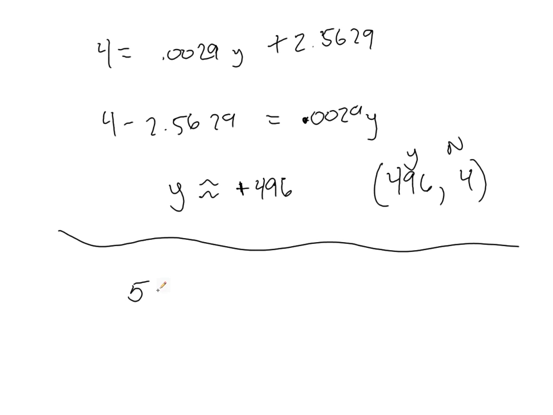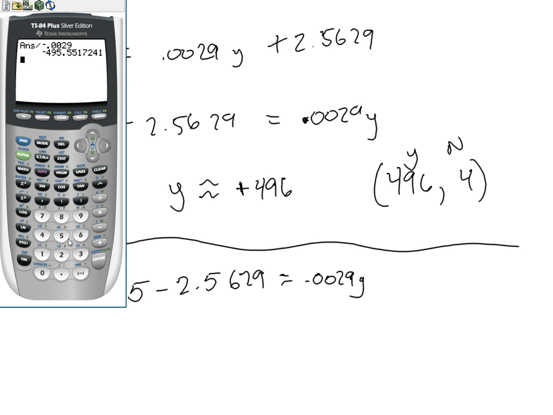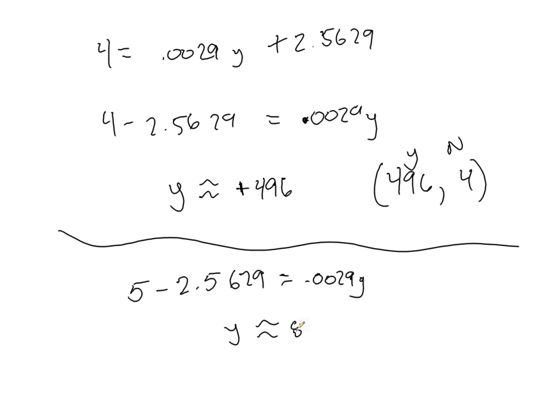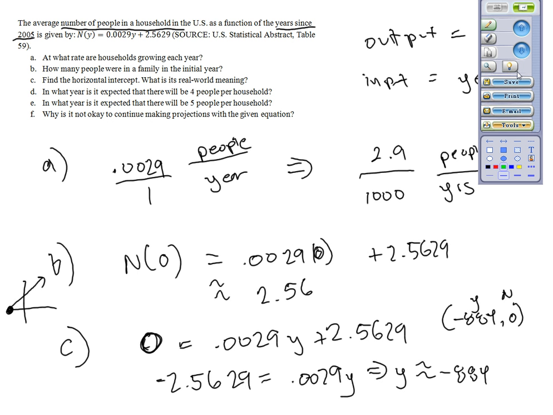The other one would be found the same way, except we do 5 minus 2.5629 equals 0.0029y. So this would be when will they have 5 people? 5 minus 2.5629, divide that by 0.0029, and we get y is about 840 years. So in 840 years, we could expect that people will have about 5 people per family. Again, not very sensible to say that.